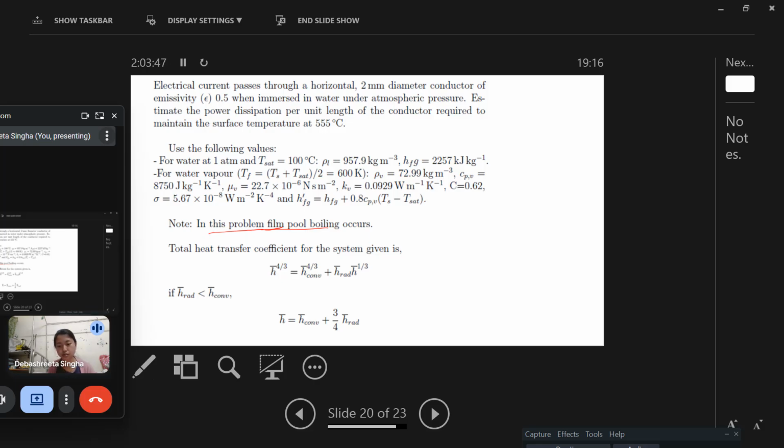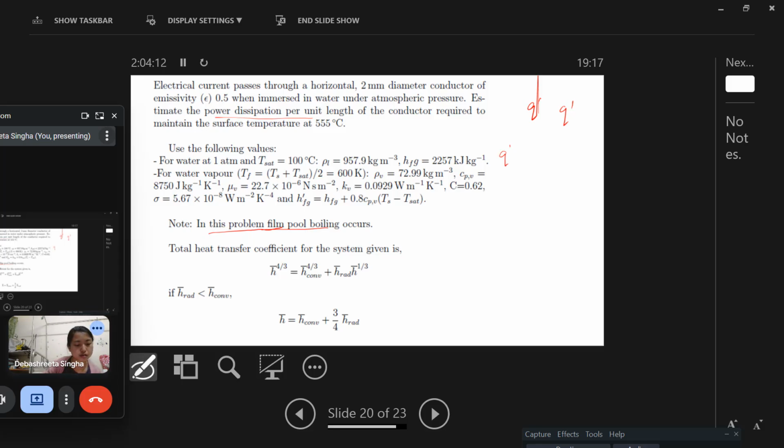Okay, so here we start with what they have asked to find out: estimate the power dissipation per unit length. That means Q prime. Q prime they have asked, required to maintain the surface temperature of 555 degrees Celsius. T sat is also given, 100 degrees Celsius.